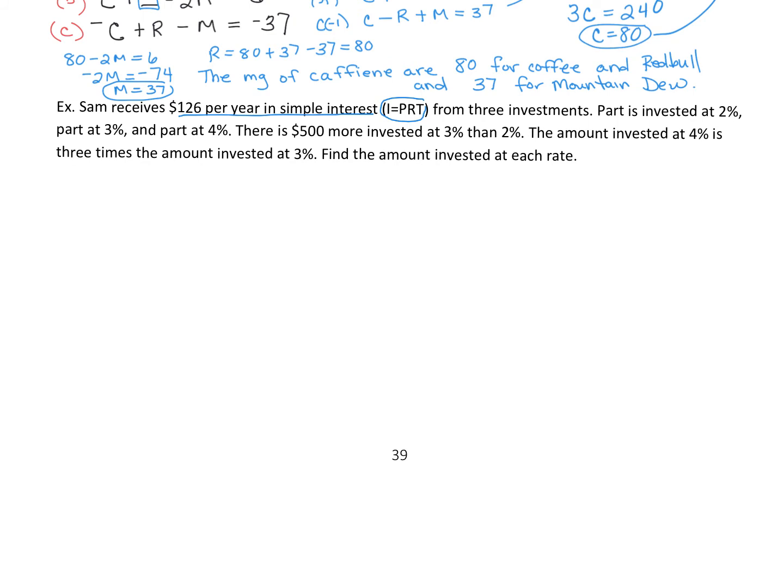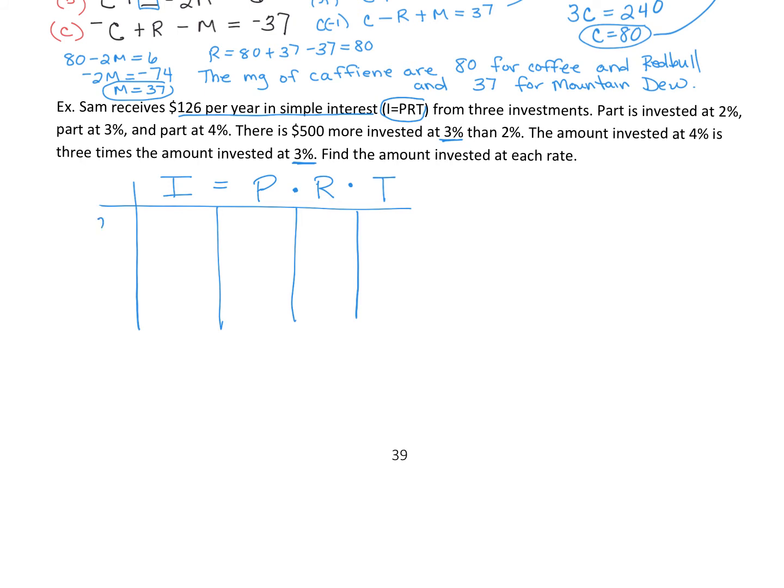So notice that everything is given in terms of the 3% value. So I'm going to make myself a chart. Now the reason that I've done this is because I have this formula and I have different amounts invested in the 2%, the 3%, and the 4% accounts. And it's going to just help me keep my information organized. So the principal is the amount that I'm investing in each account. And so I'm going to call this X, this Y, and this Z.